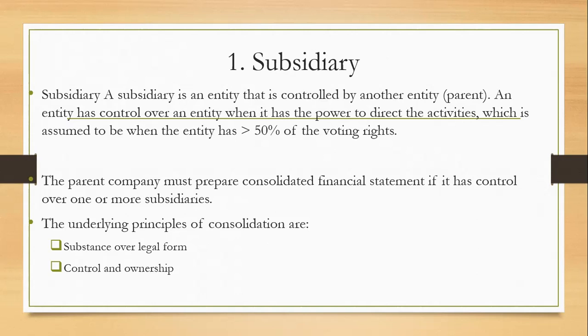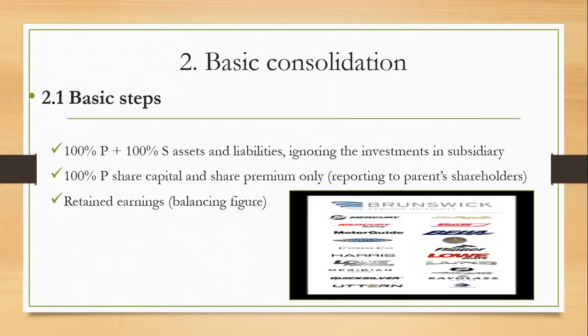But let's first look at the underlying principles of consolidation. There should be principles that we should follow. One is substance over legal form. Secondly is control and ownership. I'll draw you into the basic arithmetics of consolidation. That is what we are going to spend a bit of time on, just to understand these concepts because they will help you as we move forward, as we start looking at slightly advanced subtopics within the consolidation of group accounts.